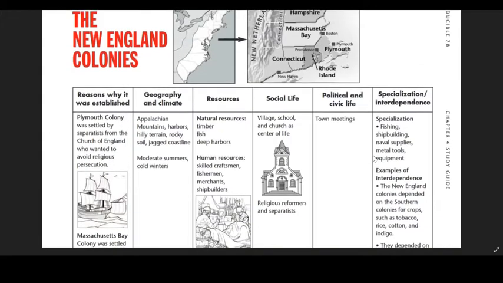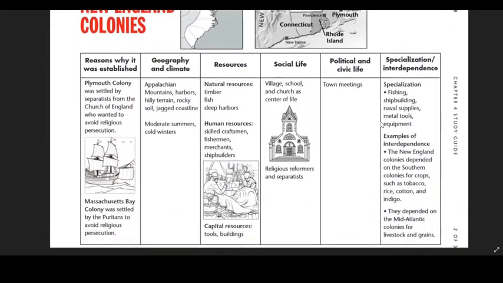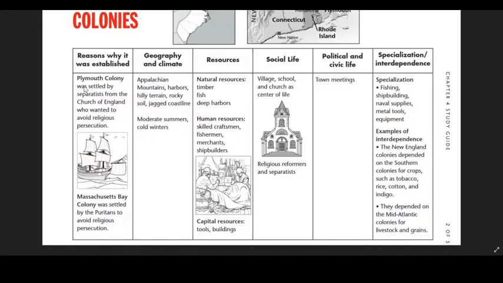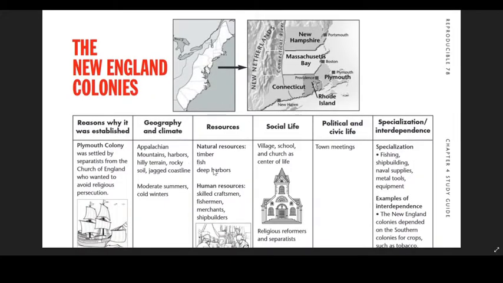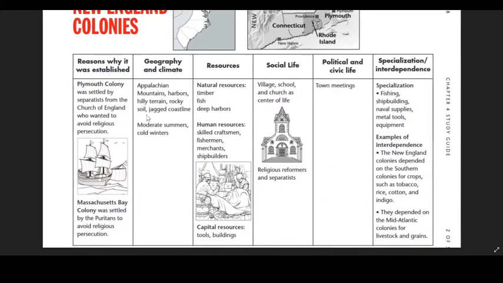All right. Then we have the New England colonies. Okay, so why they were established. Plymouth, basically, you could just look at it. The colonies in the north, like New England, they were religious. Okay, they did not like the Church of England, and the Church of England, frankly, didn't like them, so they came here to America. It is cold there. It has moderate summers, cold winters. They have the Appalachian Mountains, but you'll find out that the Appalachian Mountains are in all the colonies. They have good harbors, hilly terrain, rocky soil, and jagged coastline.